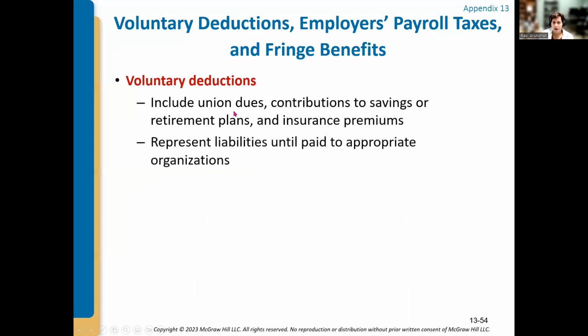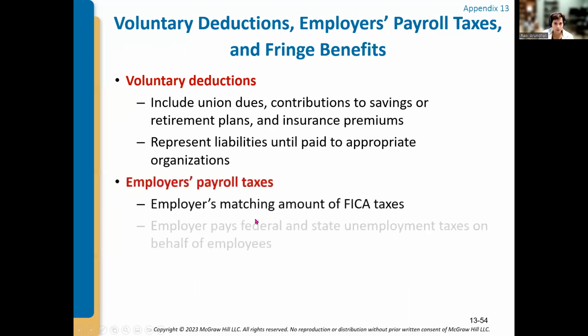What could be some of the voluntary deductions? Let's quickly look at it. Union dues, contributions to savings or retirement plans, insurance premiums. All of these are liabilities in the books of the employer until it's paid to the appropriate organization. The employer has to pay that FICA tax. Now, there's one more tax that the employer pays that the employee does not pay. So I, as an employee, don't have to worry about this, but the employer has to worry about this. And this is the unemployment tax.